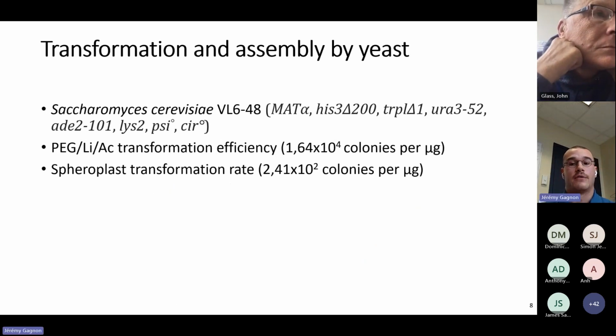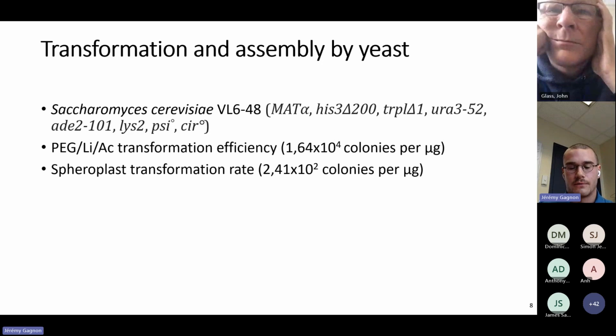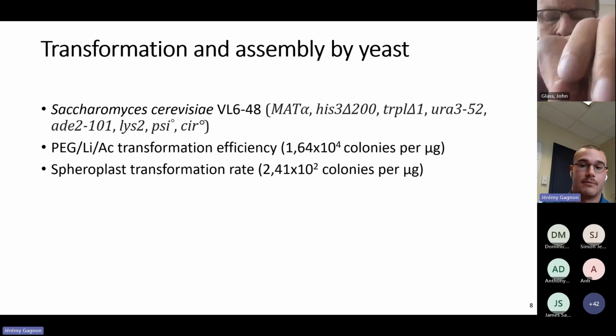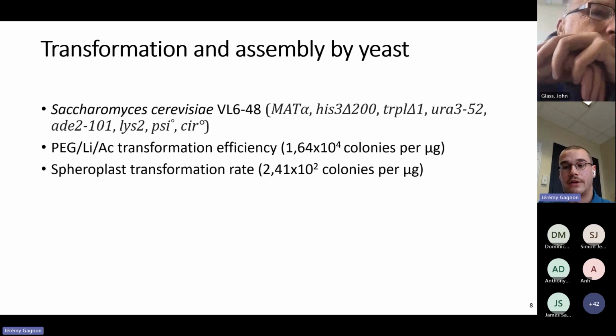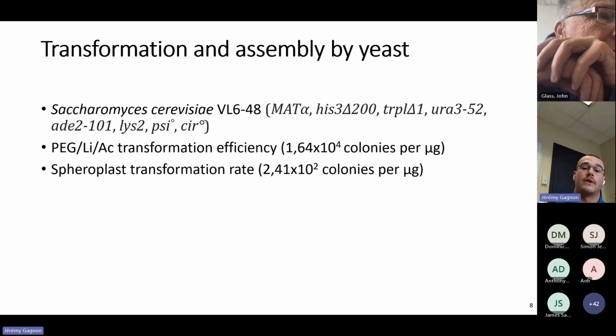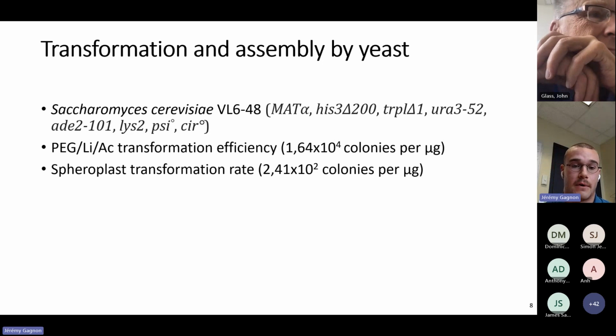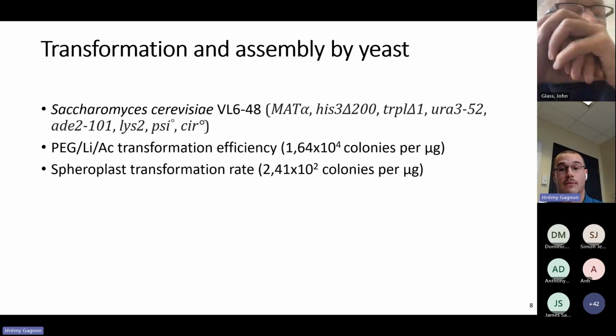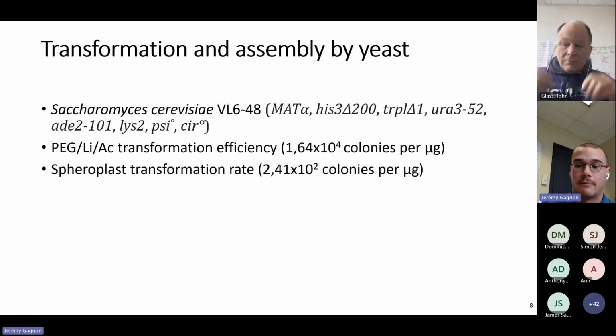We use Saccharomyces cerevisiae VL6-48 for the transformation and assembly of the genome sectors, and we use two protocols for the transformation. One uses lithium acetate and polyethylene glycol, and the second uses spheroplasts that are created by removing the yeast cell wall with zymolyase. For now, the PEG and lithium acetate method appears more efficient, but we know that the spheroplast procedure can be further optimized and will likely be more efficient for larger constructs, which may be helpful for the next part of the project.